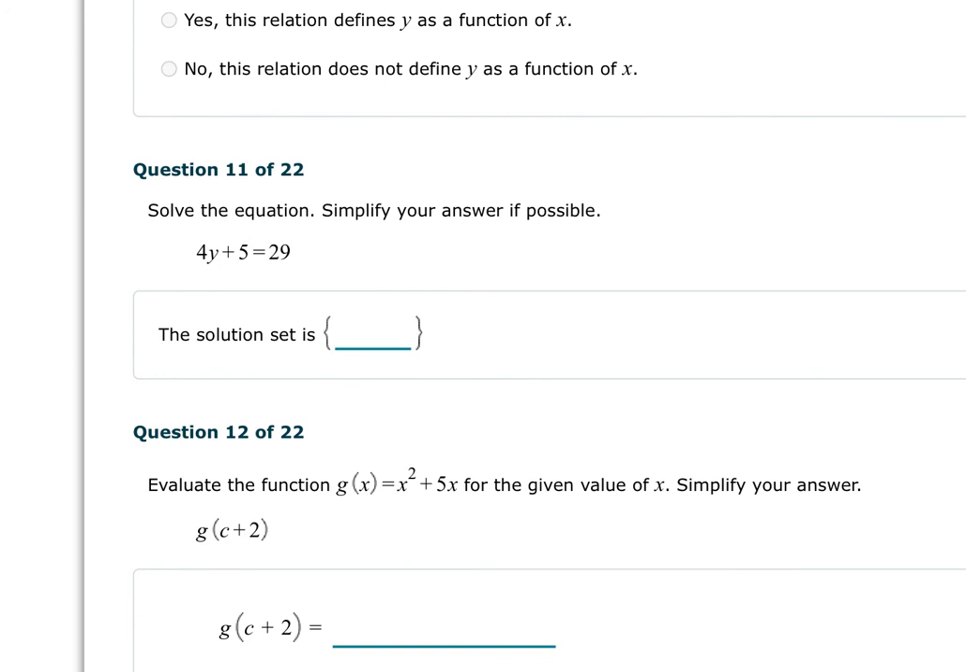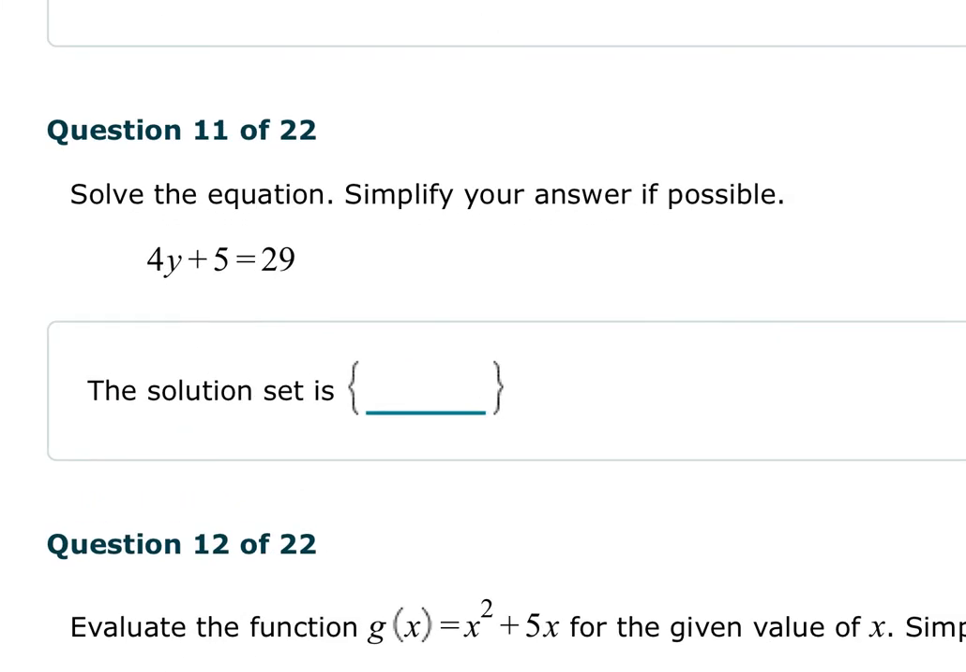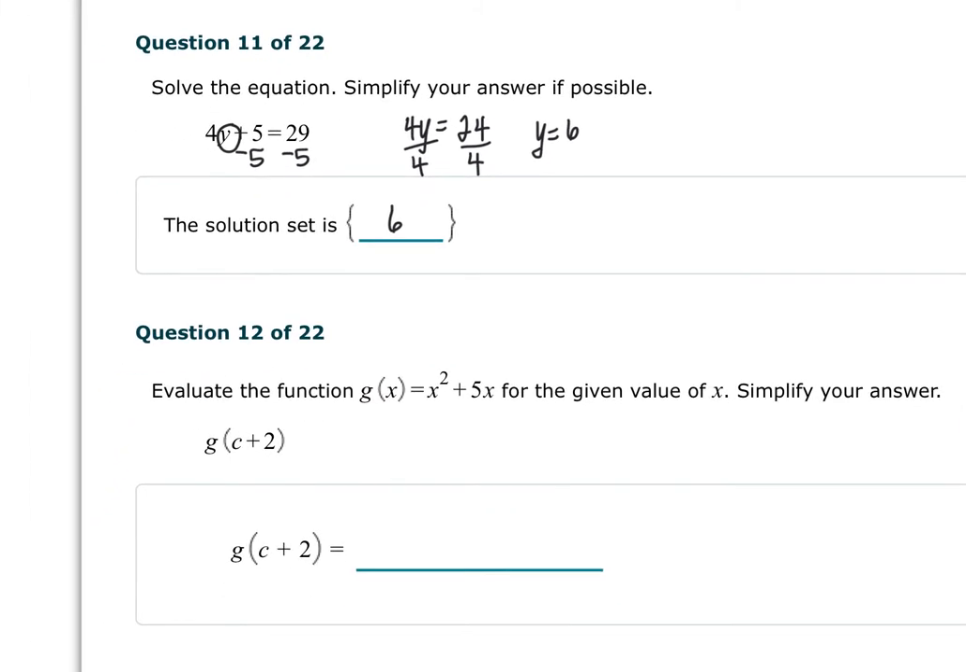On number 11, this question is almost so simple that you can kind of overthink it. It just wants you to solve the equation. Find out what the unknown is. Find out what y is equal to. So the first thing I do is subtract 5 from both sides and get that 4y equals 24. And then we can just divide both sides by 4 and get that y is equal to 6. And you're just going to put that 6 right here in the solution set.